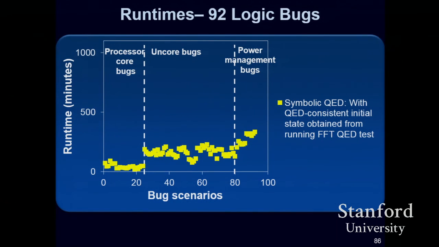And this drills down a little bit, showing you the time. So for the processor core bugs, it found them quite quickly. The reason is you only need to run bounded model checking on a single core to find these bugs, right? So you have a smaller design and you can find them quickly. For the uncore bugs, it took a little bit longer, but it was still tractable. And power management bugs, we can find those too.